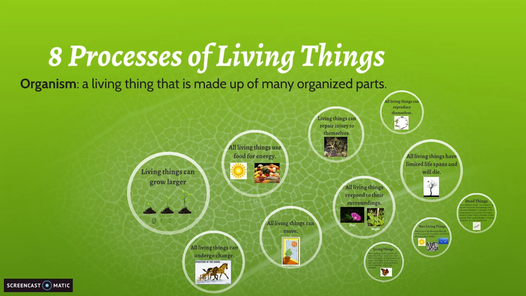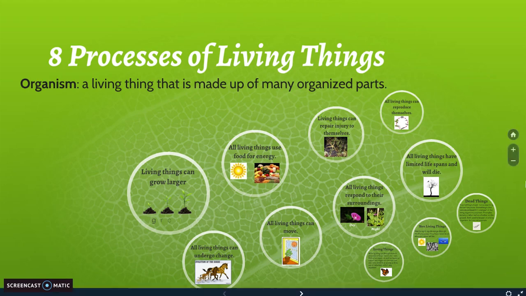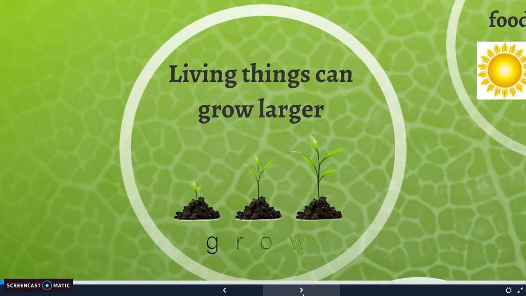The first process of living things is being able to grow larger. All living things can grow larger. Think about when you were a baby, or if you have any siblings or a puppy. That puppy's going to grow into a dog, and a baby's going to eventually grow up into an adult. So all living things can grow.